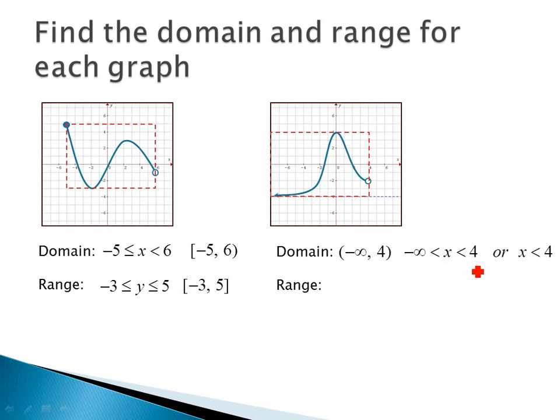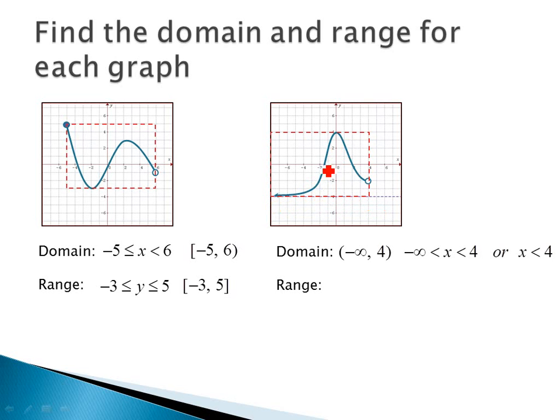-infinity less than x less than 4, or I could simply say x is less than 4, and that would have been okay. My range is going from -4 up to +4, but because we have this asymptote, the graph never actually hits that point. It just continues on forever. Since it continues on forever right here and doesn't really ever cross this line, that's going to be my asymptote.